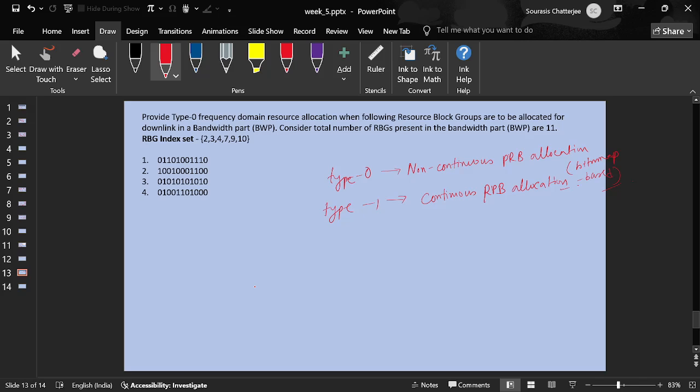Okay, so why are you saying it is incorrect? I'm saying 2, 3, 4 means triple one. So triple one is not there in any of the answers. So all the answers are incorrect.